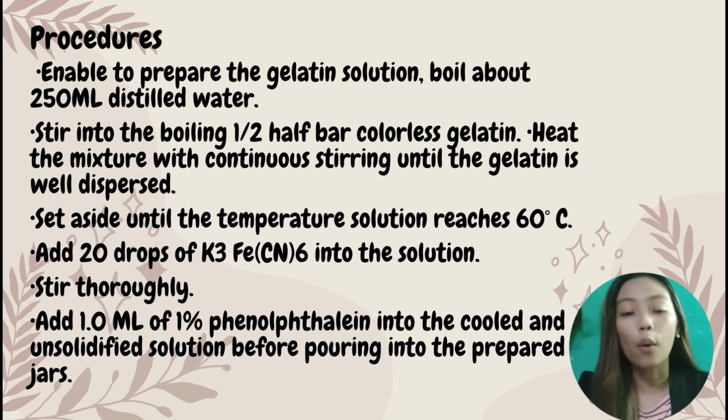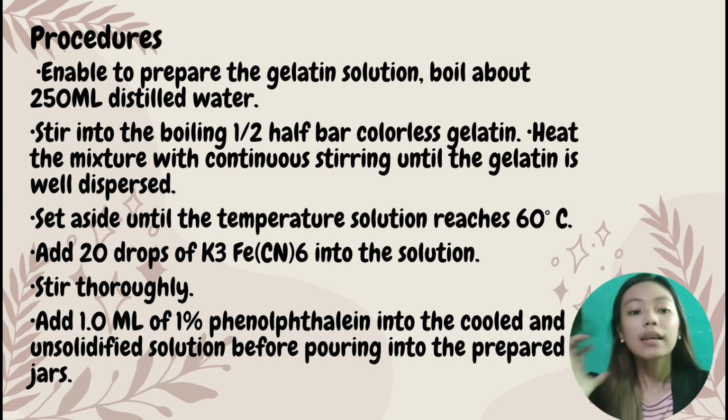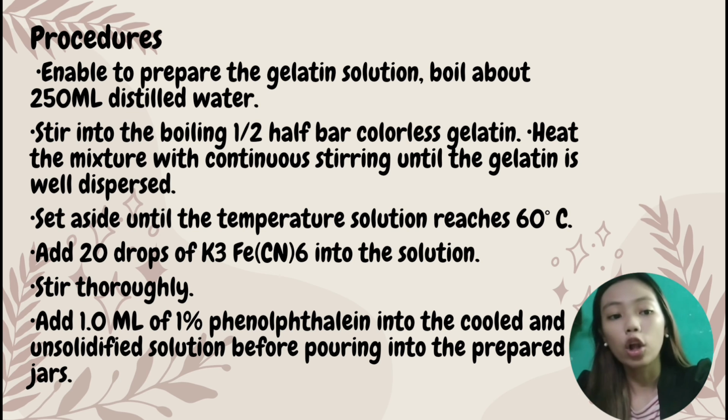First, let's assume that our instructor assigned someone to prepare the gelatin. To start our procedure, we must boil about 250 ml of distilled water to prepare the gelatin solution. Stir into the boiling water 1/2 bar of colorless gelatin. Heat the mixture with continuous stirring until the gelatin is well dispersed. Set aside until the temperature of the solution reaches 60 degrees Celsius.